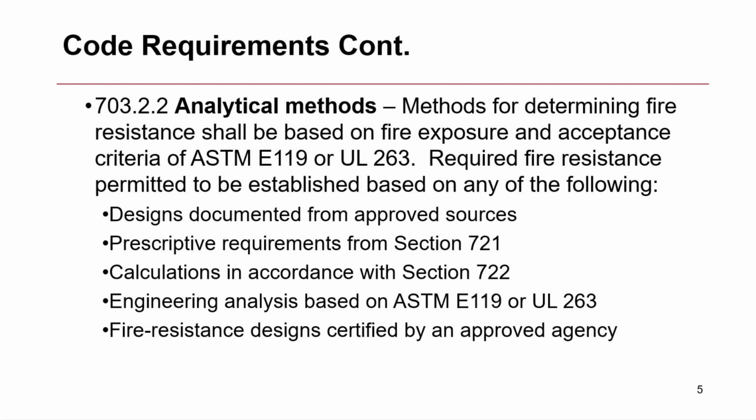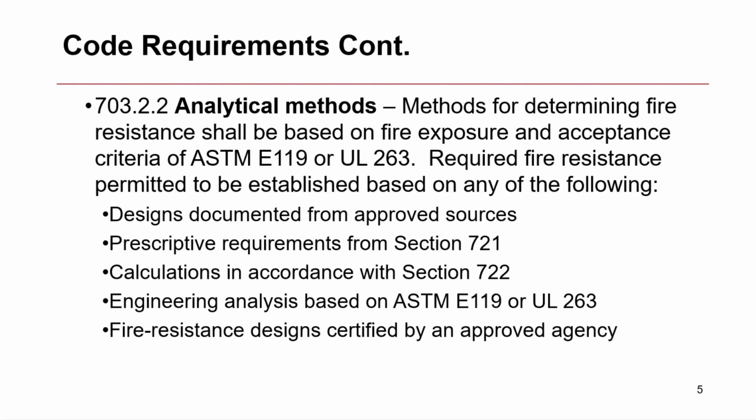The second method is referred to as the analytical method. It states that methods for determining fire resistance shall be based on the fire exposure and acceptance criteria of ASTM E119 or UL 263. Required fire resistance is permitted to be established based on any of the following. Then there's 5 practical methods by which one determines fire resistance. Designs documented from approved sources. An example of that would be the Gypsum Association Fire Resistance Design Manual. It gives the construction and ratings for many variations of gypsum board construction.